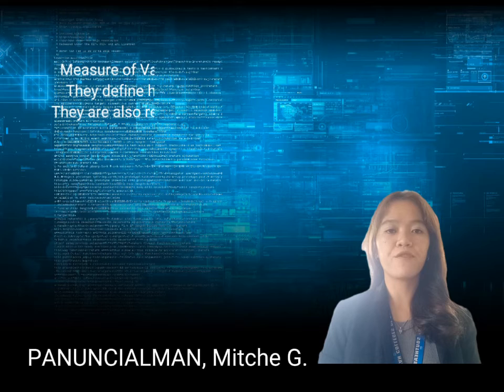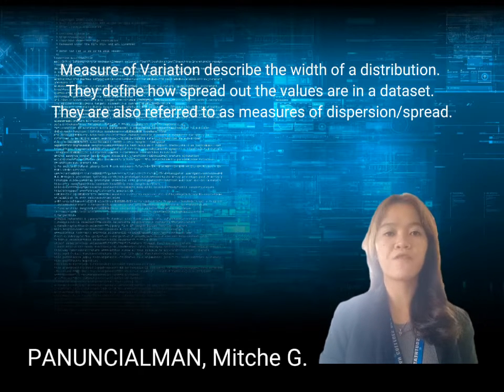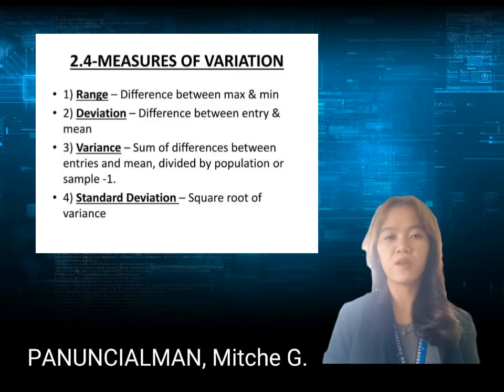People, I want you to know about the measure of variation. Measures of variation describe the width of a distribution. They define how spread out the values are in a dataset. They are also referred to as measures of dispersion or spread. There are 6 measures of variation, and here are the following.